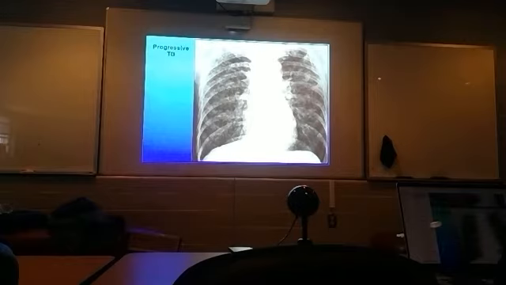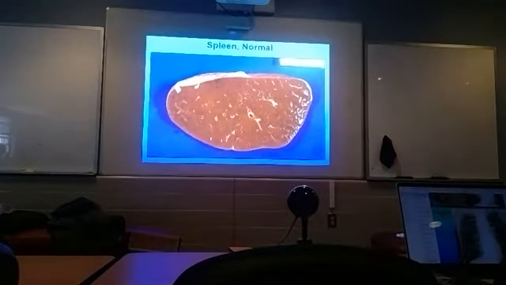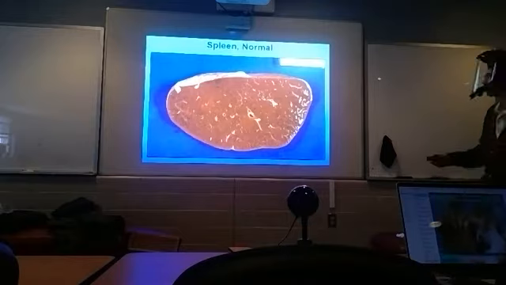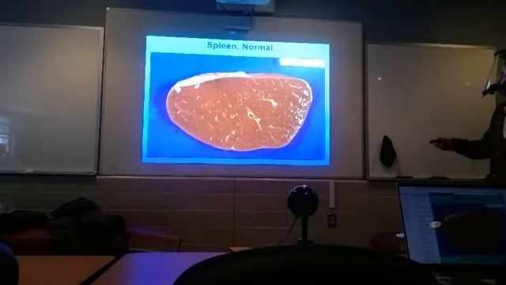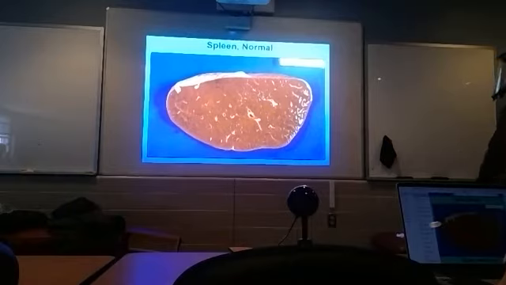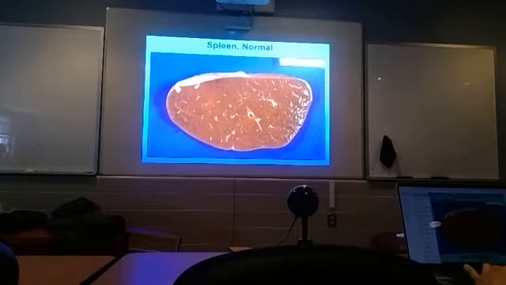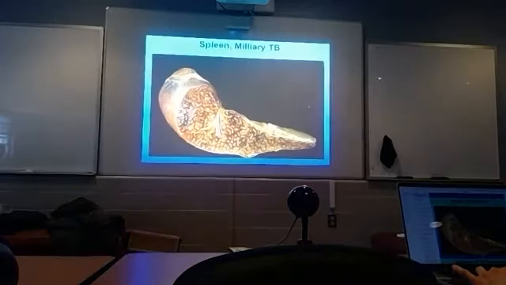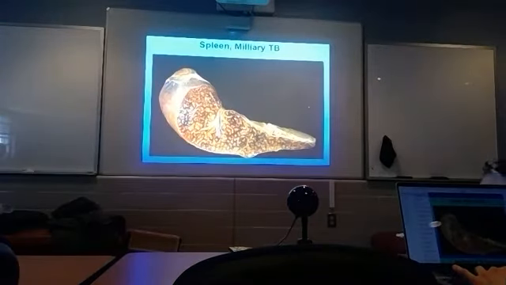Let's take a look at what miliary TB looks like when it goes to the spleen. First, let's take a look at a normal spleen. There's a normal spleen, cut surface. There's the splenic capsule, and you can see lots of blood vessels going through the spleen. Lots of normal splenic parenchyma there. Everything looks good. If that's what normal spleen looks like, here's what miliary TB looks like in the spleen.